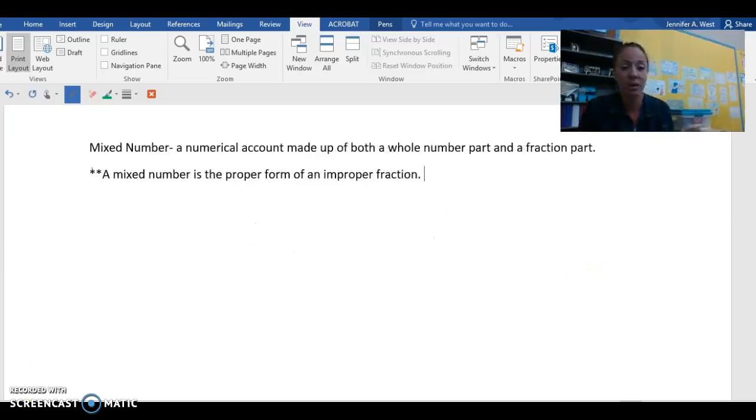Okay, we're getting close to the end, guys. We have 2 more vocabulary words left to go. So our second to last vocabulary word is mixed number.